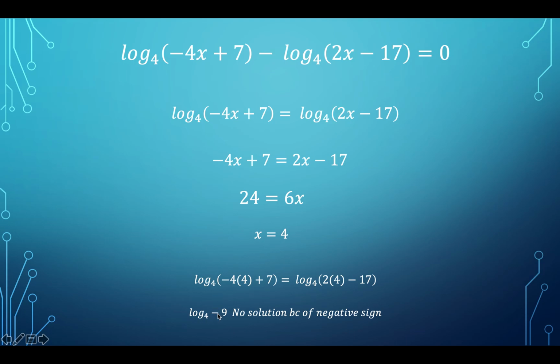Because now we have log and we have a negative 9 right here. If you remember, sometimes when I give you guys questions, it will pop up and it will say no solution. You can't take the log of a negative number. So because of the negative sign right here, there is no solution. In this problem x cannot be equal to 4. Why? Because when we plug it back in to check, we get a negative number. Negative numbers aren't going to work when we go back in and check. So this problem has no solution.